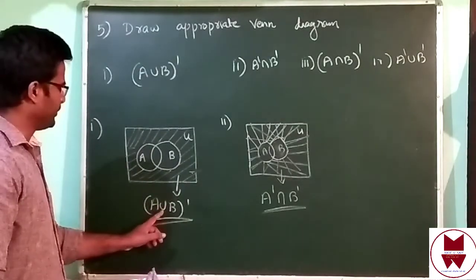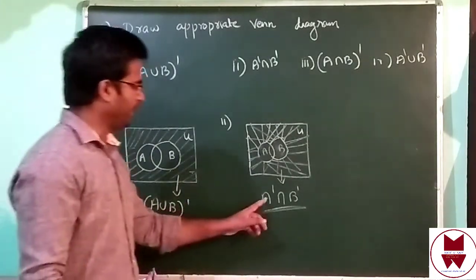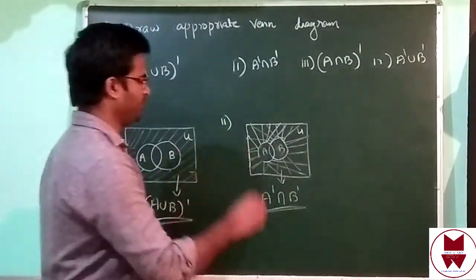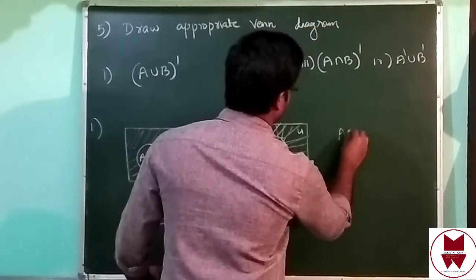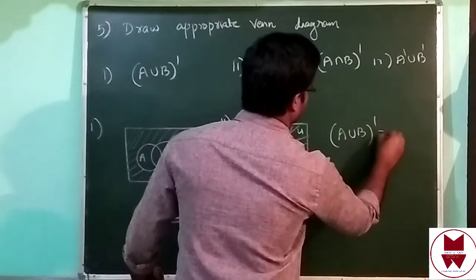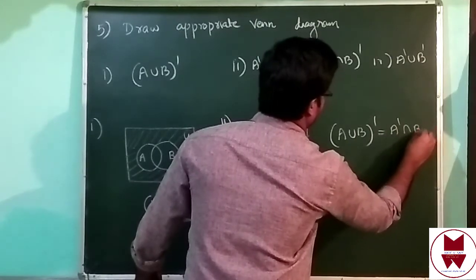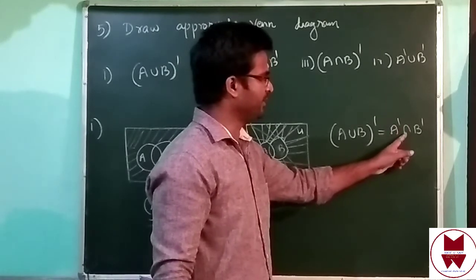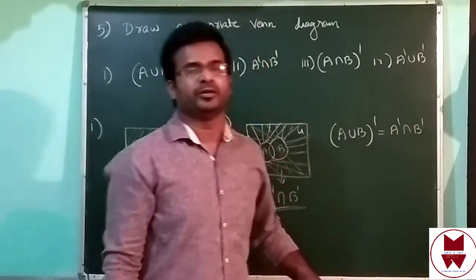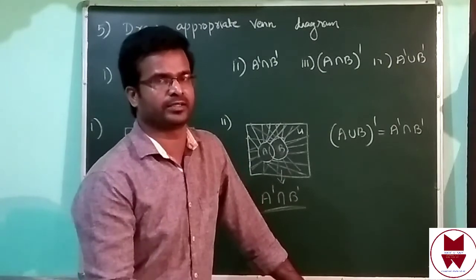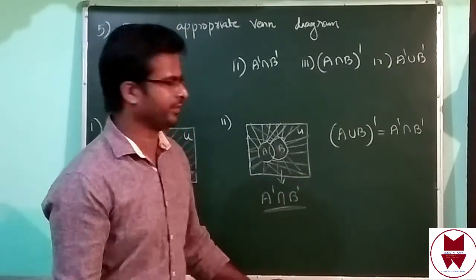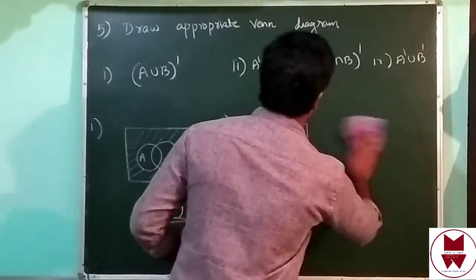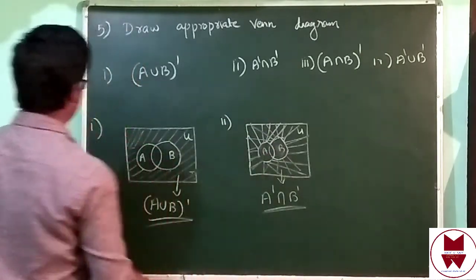Then (A union B) complement and A complement intersection B complement will be equal, because of a law you have studied, De Morgan's law. We can write (A union B) complement equals A complement intersection B complement. That will be equal. Properties of complement, already you have written De Morgan's law. You have studied it, isn't it? That means these two shaded regions will be equal. That was sum number 1 and 2.